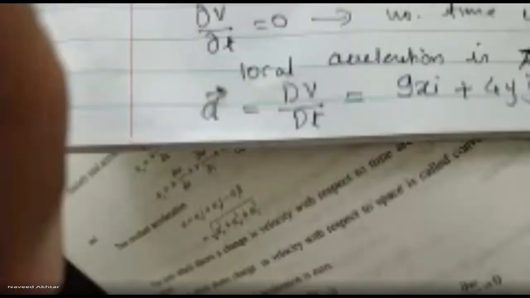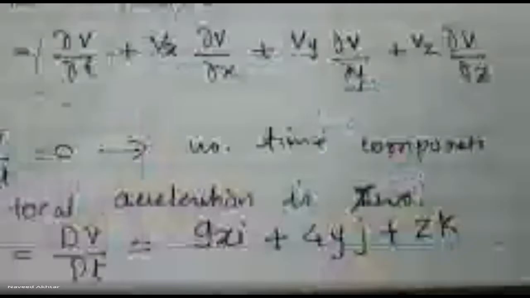Now, local acceleration is 0. It means that the flow is steady. Now, you can find out the acceleration DV by Dt. If you put the value of the velocity: minus 3x times minus 3, so 3 into 3 is 9, 9x i, plus 2 into 2 is 4, 4y j, plus 1 into 1 is 1, z k. So 9x i plus 4y j plus z k.